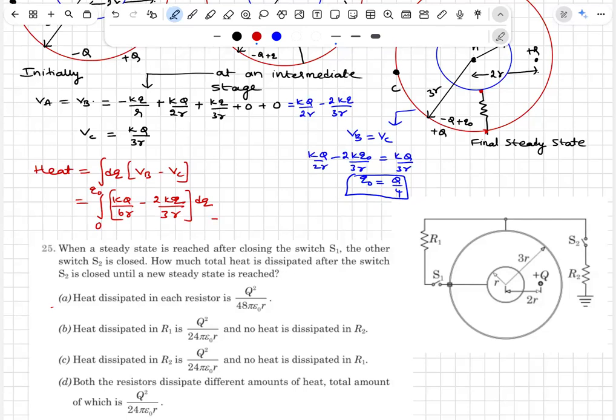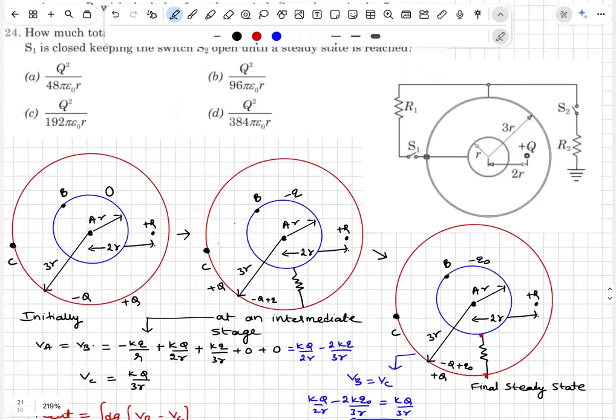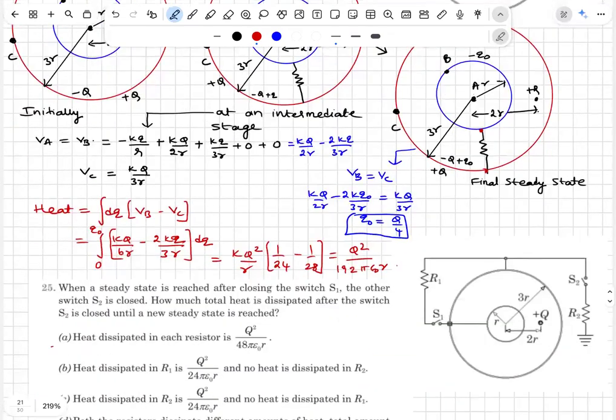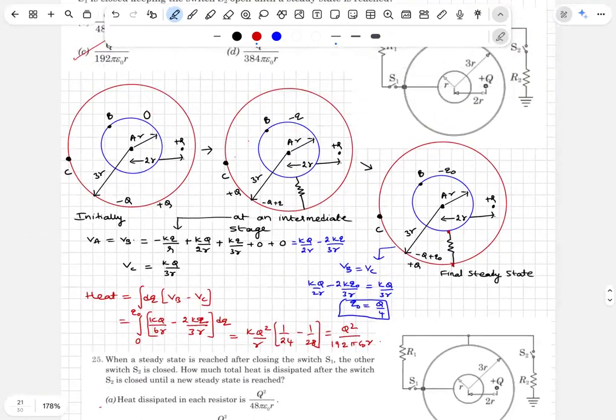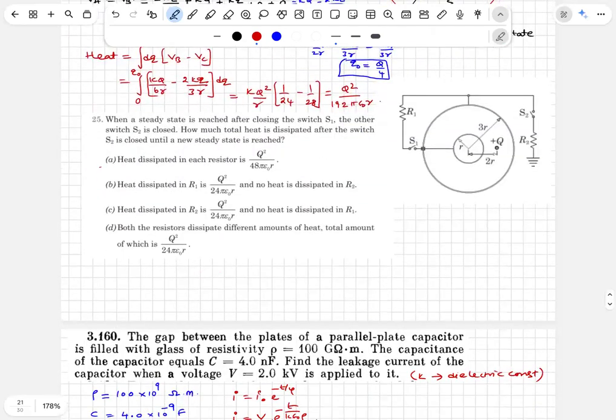By substituting this, you will get KQ square by R times (1 by 24 minus 1 by 28). This is Q square by 192. Don't forget K is 1 by 4 pi epsilon naught. So it is Q square by 192 pi epsilon naught R. Boys, here is my answer. This is the most difficult part in the entire problem. The first part is the most difficult. Thereafter, I care nothing.